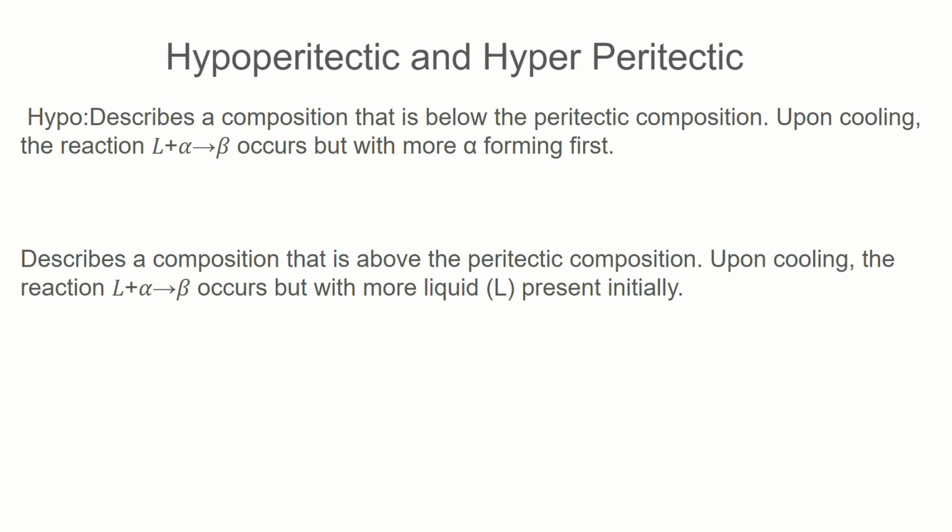A hypo describes a composition that is below the range. Upon cooling, the reaction L plus alpha occurs, but with more alpha forming. And a hyper describes a composition above. Upon cooling, the reaction L plus alpha to beta occurs, but with more liquid this time.